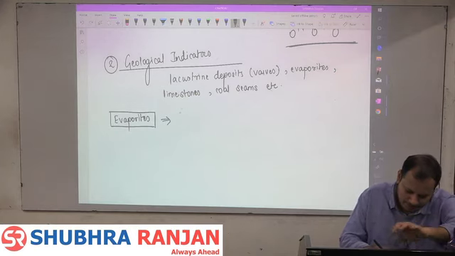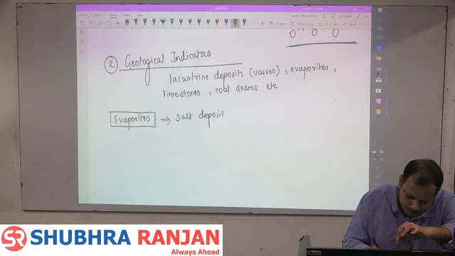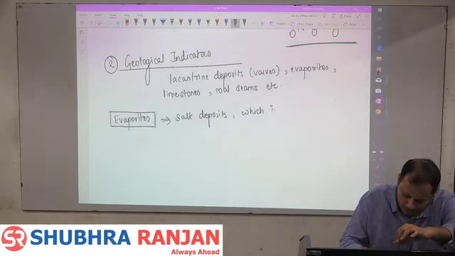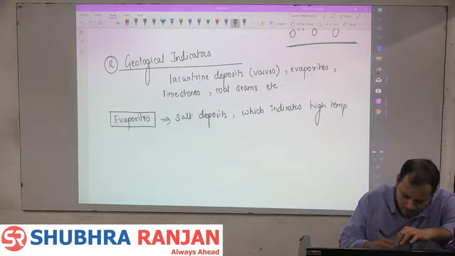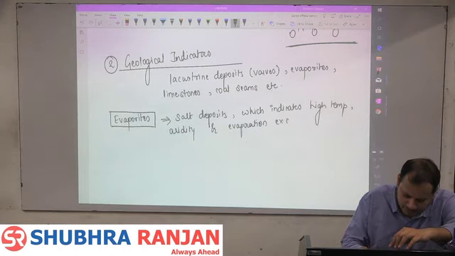So evaporites are salt deposits which indicate high temperature, aridity and evaporation exceeding precipitation.